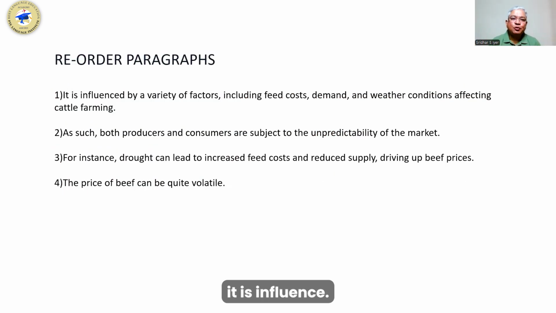In this reorder, it is influenced looks like a pronoun which is pairing with another sentence. For instance, is also pairing with another sentence. So the price of beef can be quite volatile should be the standalone sentence here. It is influenced by a variety of factors including feed costs, demand and weather conditions affecting cattle farming is pairing with the standalone sentence. For instance, drought can lead to increased feed costs and reduced supply, driving up beef prices. As such, both producers and consumers are subject to the unpredictability of the market, looks like a concluding sentence here. Sometimes we have to look for the pronoun and connectors to be on the safer side.